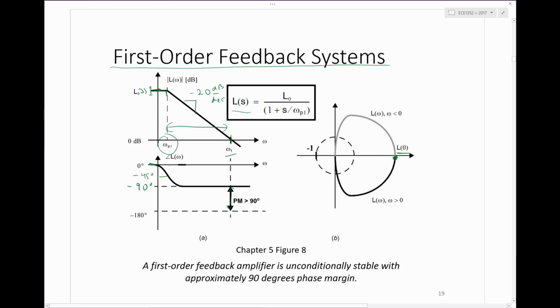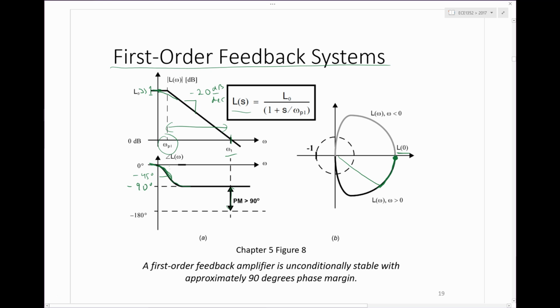Then as we start moving along, increasing omega, nothing happens for a while. We're still staying out here, very little phase shift. The magnitude stays high. Then we start getting to this part of the curve, and we start moving this way. We start getting a 45 degrees phase shift, and the magnitude response hasn't changed very much. So we're still up here somewhere.